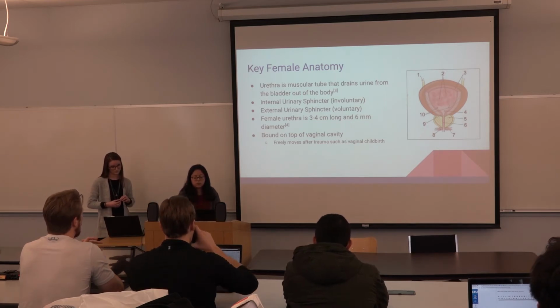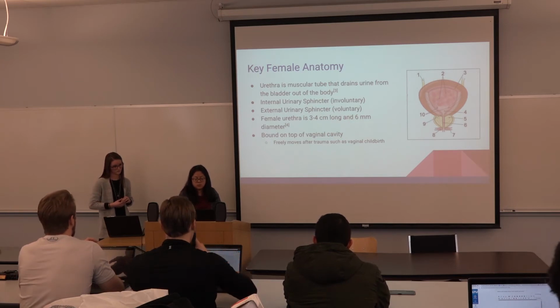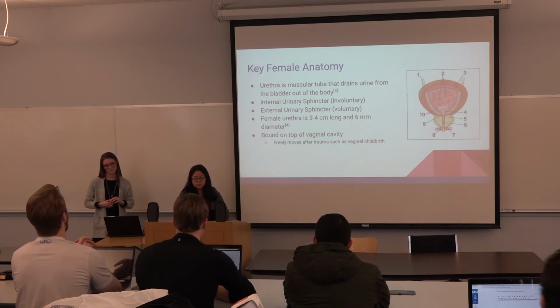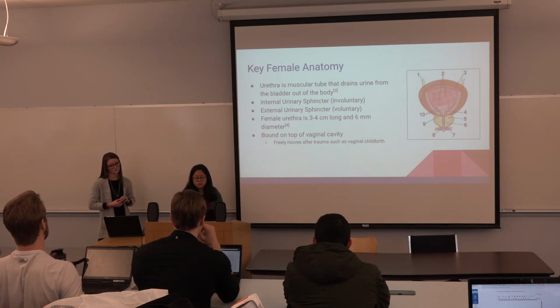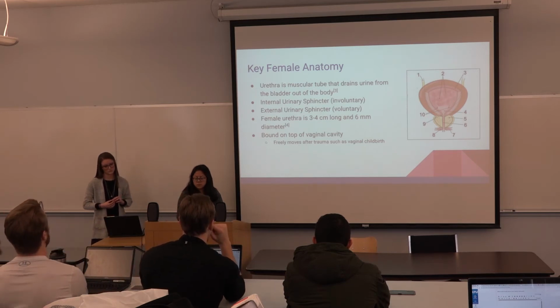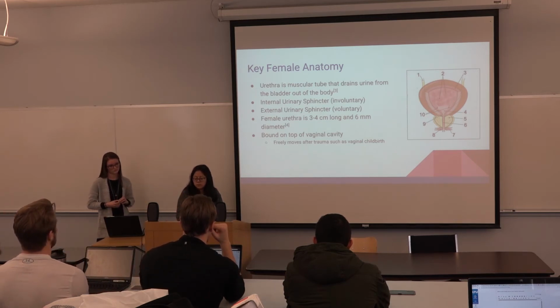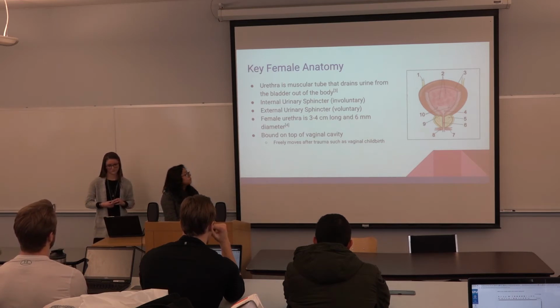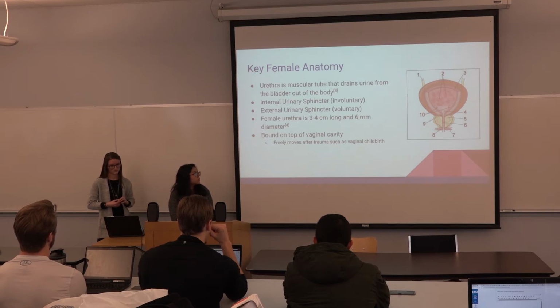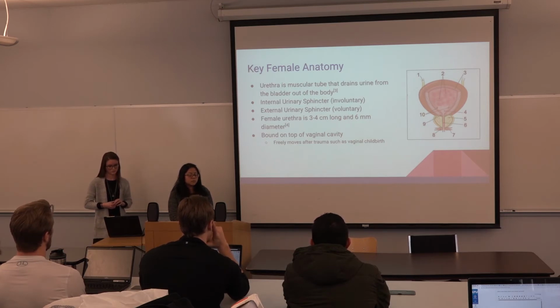So the female urethra itself is very small. It's only 3 to 4 centimeters long and about 6 millimeters in diameter, undilated. And where is it located? It's found on top of the vaginal cavity. And the reason that stress urinary incontinence specifically happens is because after trauma to the muscles, the urethra is able to freely move, which as the bladder neck is unsupported, the urine will then leak out.